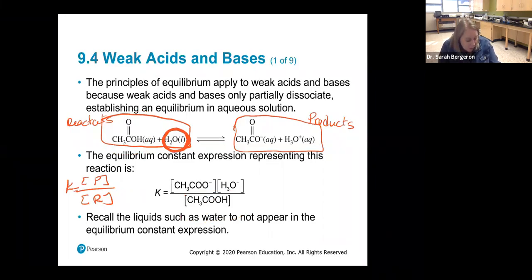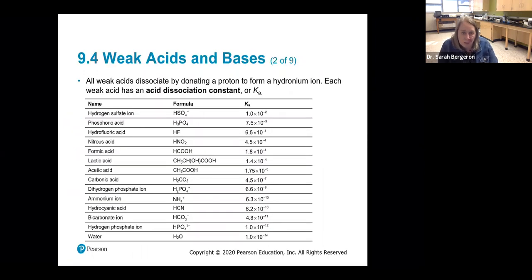But you'll only have one thing in the reactants at the bottom, because water is not a part of this. And then you have two different things on the top, so one here and one here. It works exactly the same as how we have written a K before.